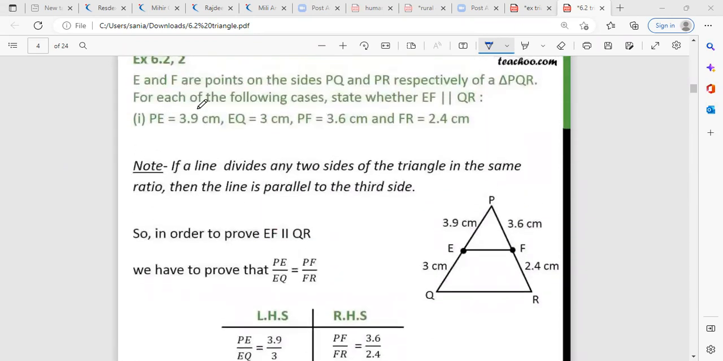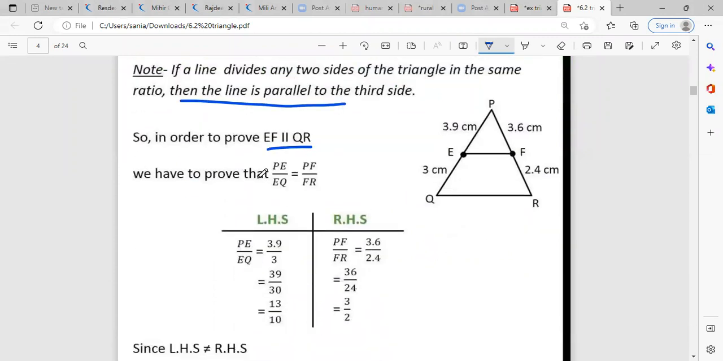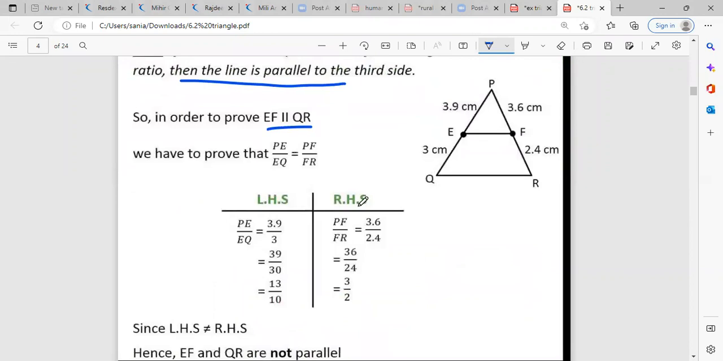Okay, teacher. If a line divides any two sides of a triangle in the same ratio, then the line is parallel to the third side. You know this, right? So to prove that EF is parallel to QR, we have to prove that PE divided by EQ and PF divided by FR are equal. Only then can we say they are parallel. So let's say you have all the values. PE and EQ are 3.9 and 3, and PF and FR are 3.6 and 2.4. Once you solve it, you will get 39 multiplied by 10, so that is 30, right? Yes.